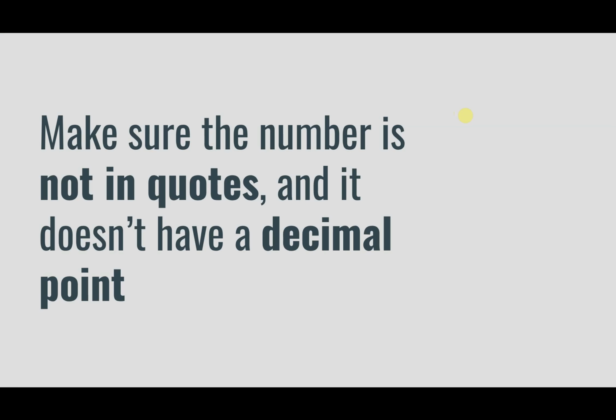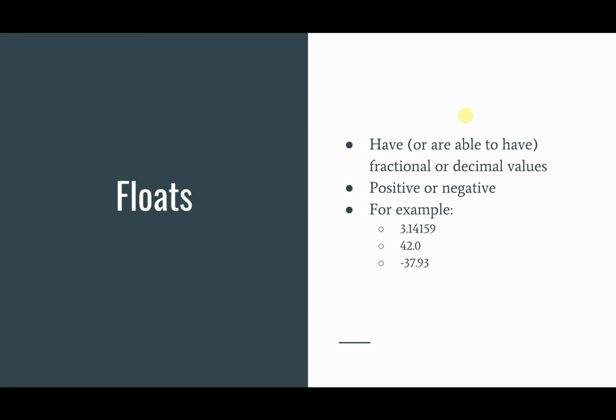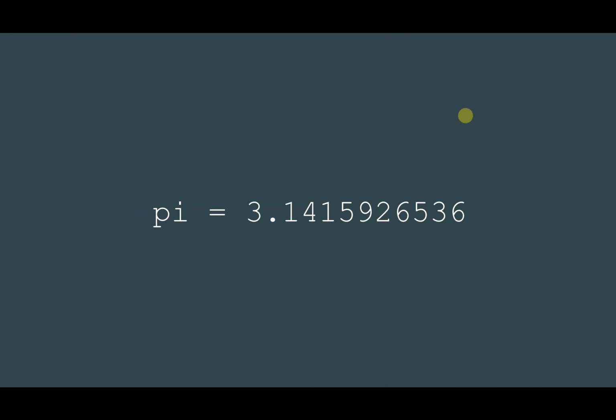Again, make sure it's not inside of quotes and it doesn't have a decimal point, because if you have a decimal point, that's going to make it a new data type, which is a float. A float is a number that is able to have fractional or decimal values, and it can also be positive or negative. For instance, pi would be a perfect example of a float. You have 42.0. Although it doesn't currently have any fractional part, the .0 tells Python that this is a float and it's able to have fractional values, whereas an integer is unable to. So for instance, we have a variable pi and we assign it the value of the first couple digits of pi.